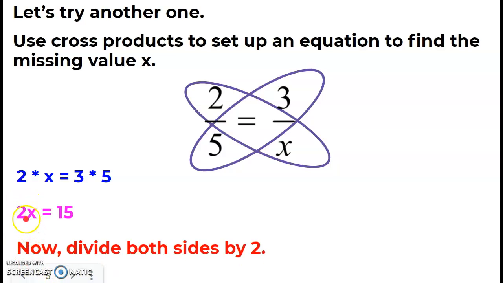And you're going to undo the multiplication, right? 2 is being multiplied by x. Divide both sides by 2. And that gives you the answer x equals 7.5. If you wanted to check your answer to make sure that was correct, you would substitute that 7.5 into the equation, and that would show you that you got this correct.